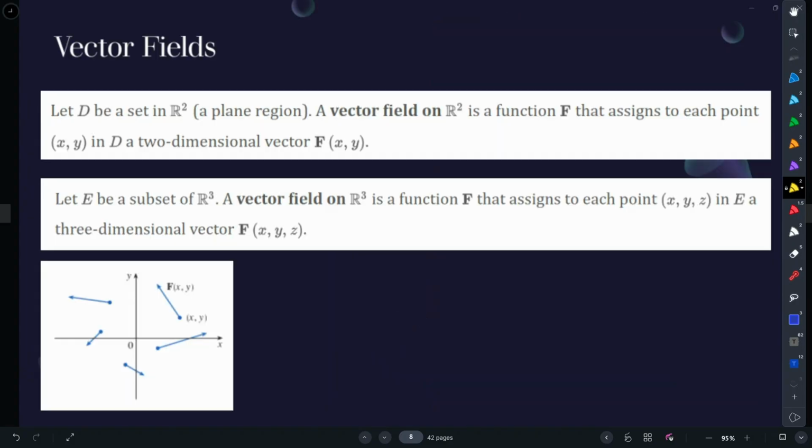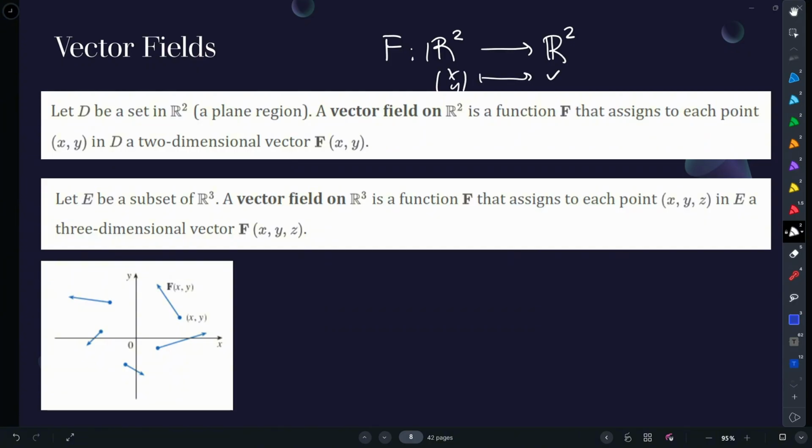But in any case, what is a vector field? In R2, a vector field is a function that assigns to every point a two-dimensional vector. So what that says is that we are going from R2 to, in fact, R2, in that for every point it gives me a vector, and we represent that as in this picture, where every point has a vector attached to it.